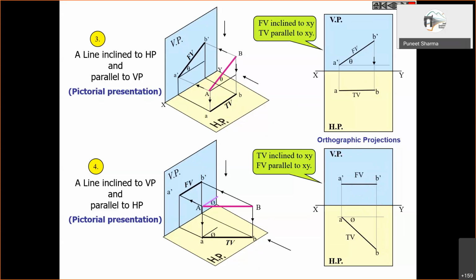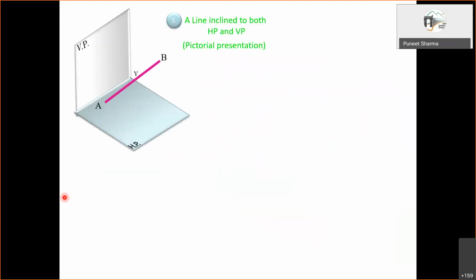So these things we are trying to merge together to obtain the projections of a line which is inclined with both the planes. That is what we are trying to do in the next slide. So maybe we can now again have a look at this.